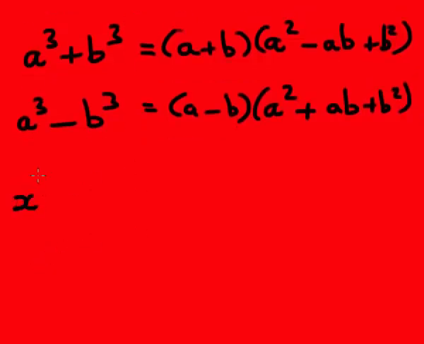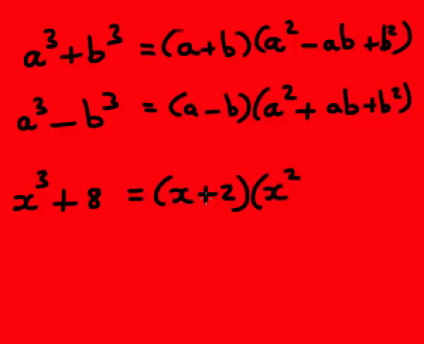If I said to you factorize x cubed plus 8, there's no common factor, no smiley face, no grouping. This is a sum of two cubes. What you do is you cube root the x cubed and the 8, giving you x plus 2. Then you square the x, change that middle sign to a minus, multiply the x and the 2, and square the 2, and you get it. If you multiply this out, it's pretty cool.